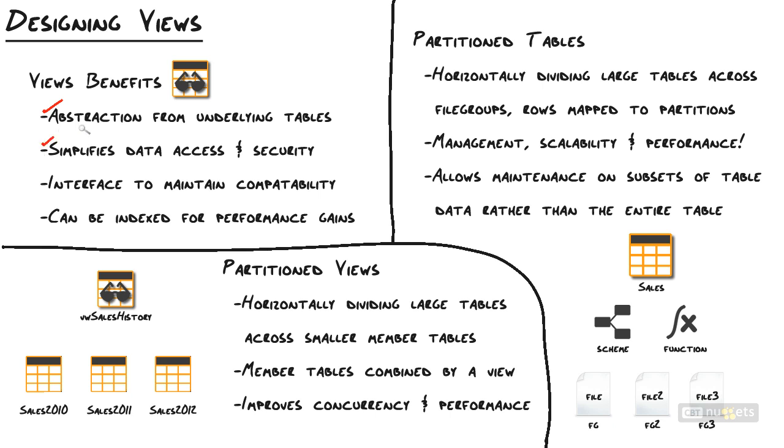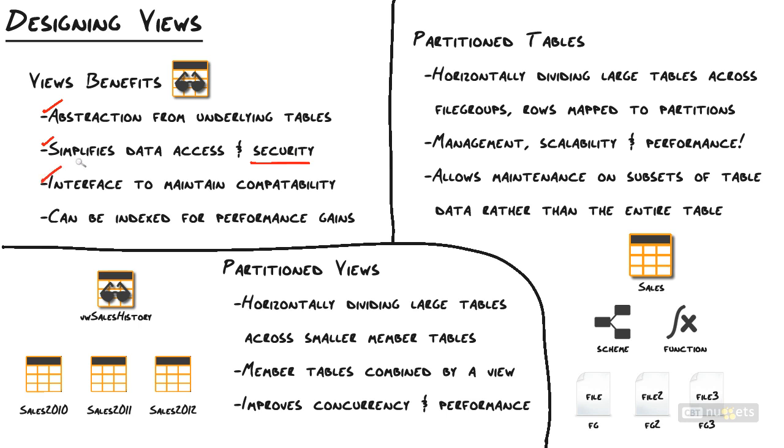Another one here, simplifies data access. This is just like stored procedures. We can funnel all of our traffic from our front ends through views and stored procedures, and we know where everybody's coming from, and we can focus on just that area for data access. Also, security is a big one. This goes along with ownership chaining. We don't have to give access to the underlying tables. We simply give access to our views, and they'll automatically have access to everything underneath. So it makes it really easy to give permissions and manage security at that level.